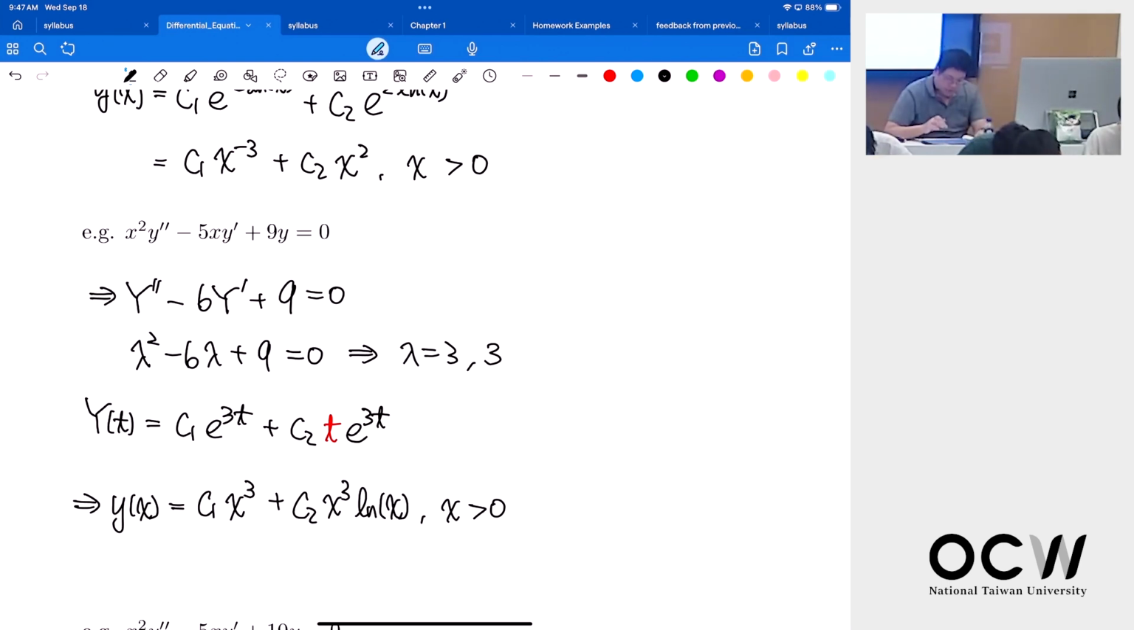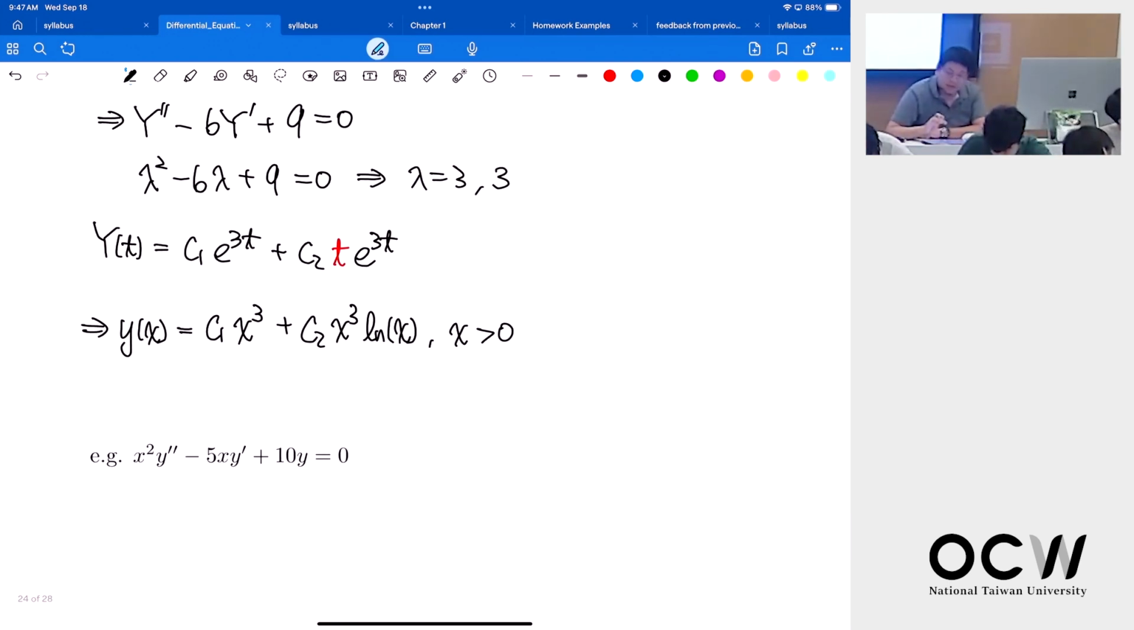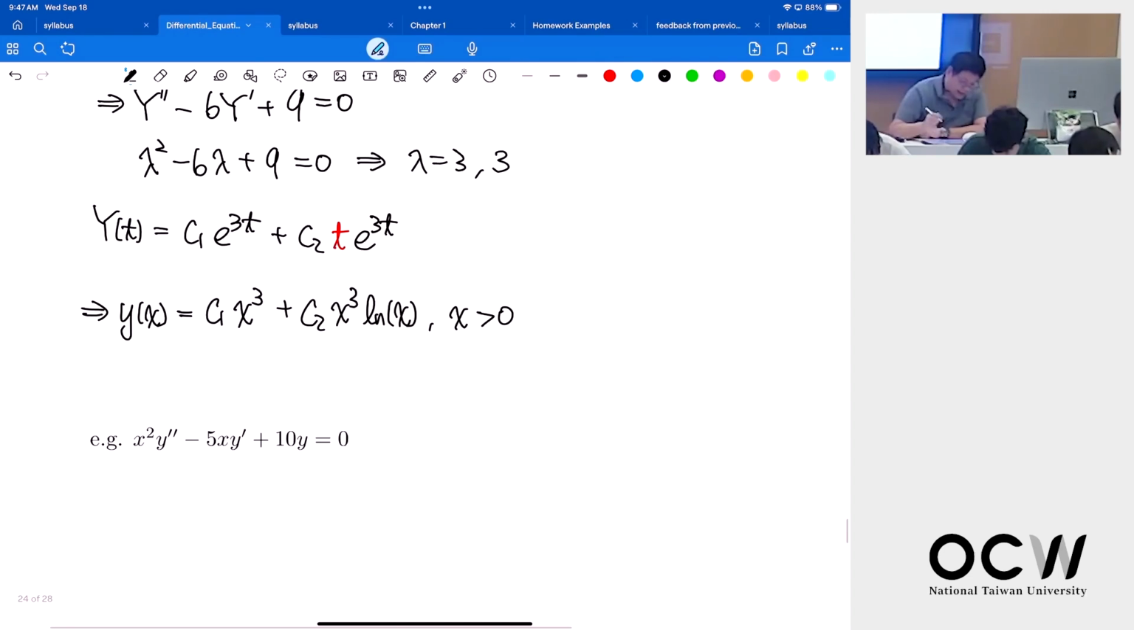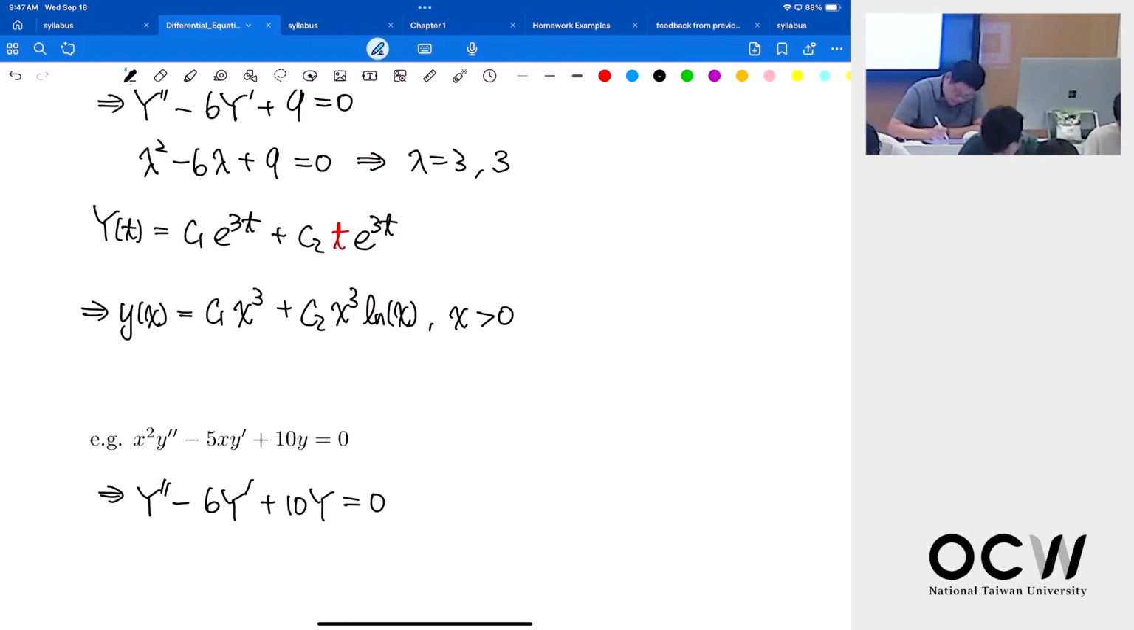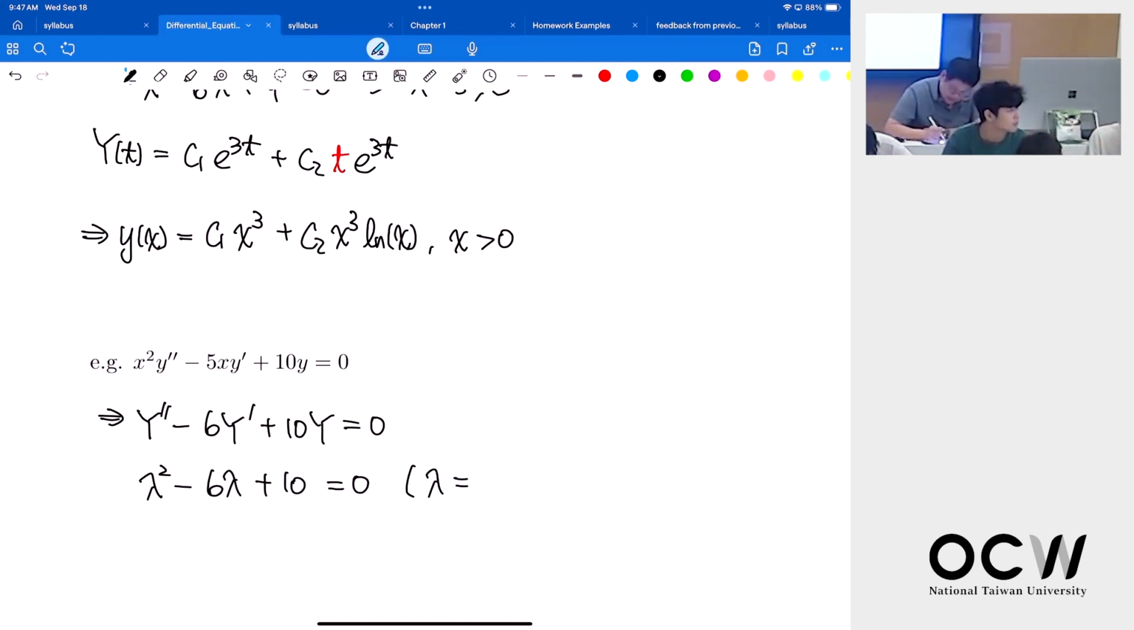If you don't have any questions, let's see the next example. This is apparently an Euler equation, and then we can change that to capital Y. We get capital Y double prime minus 6Y prime plus 10Y equals 0. And you will see this is lambda squared minus 6 lambda plus 10 equals 0. And you get your lambda as complex numbers, 3 plus i or 3 minus i.